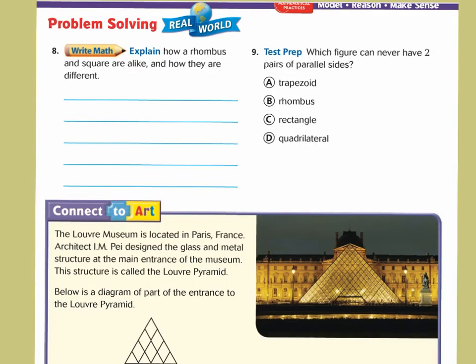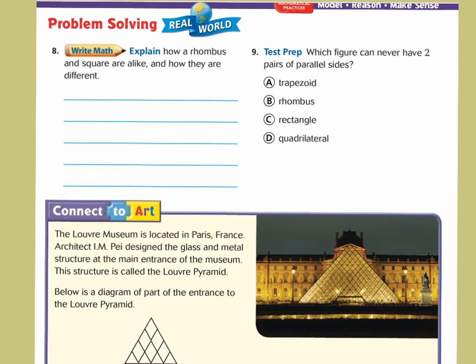Okay, guys, let's flip over to 396. On page 396, we're going to look at number 8. Explain how a rhombus and square are alike and how they are different. They actually have several things in common, and one thing in particular that separates them and makes them unique to themselves.